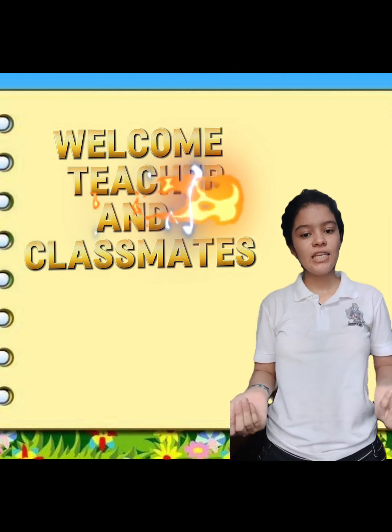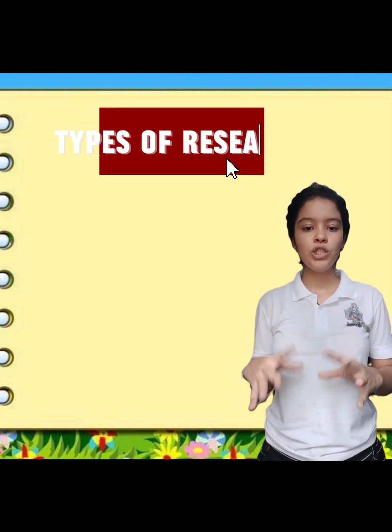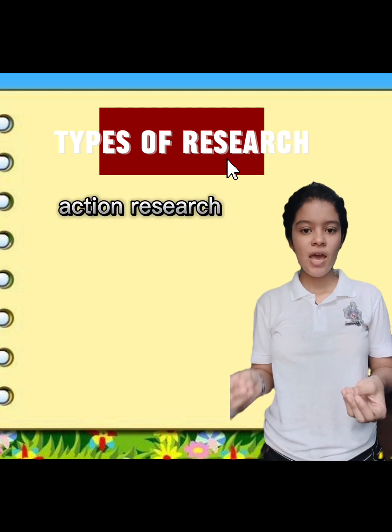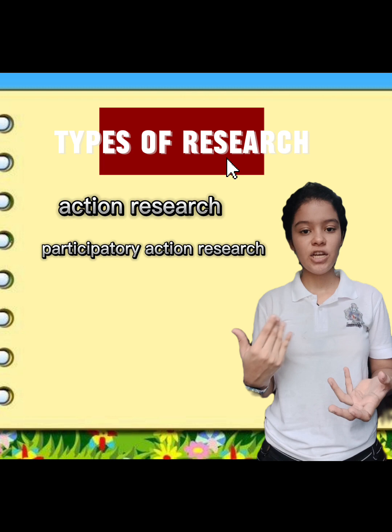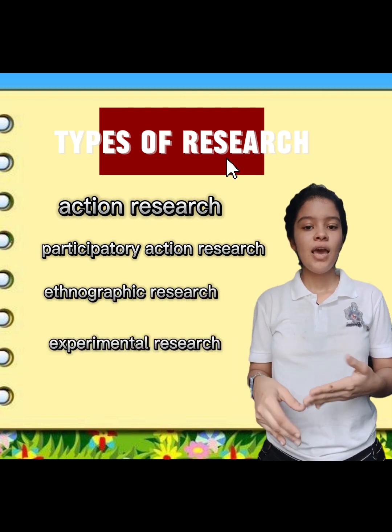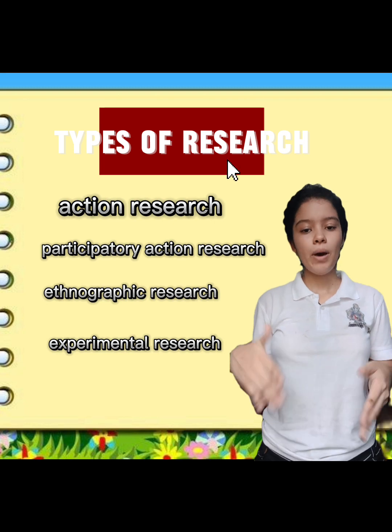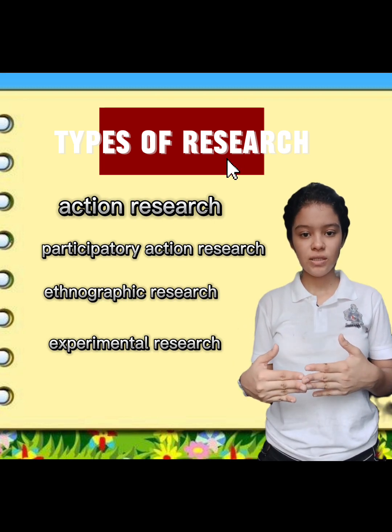Welcome teacher and classmates. In this video, we're going to explain a little about some types of research: action research, participatory action research, ethnographic research, and experimental research, and some examples of how they can be applied in educational environments.